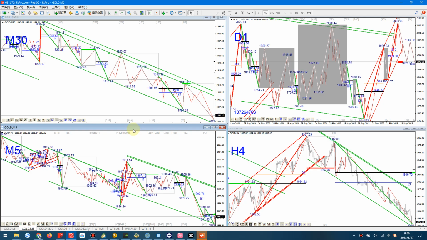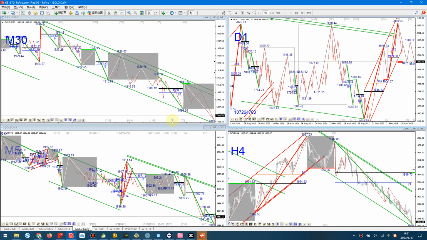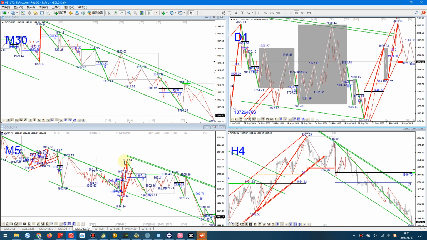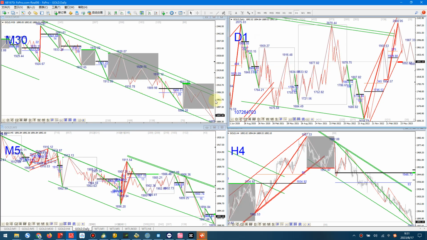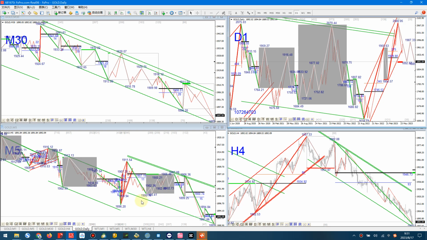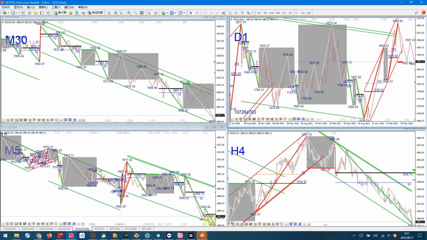Then today's point of view may be more divergent. Today's point of view is also very clear. We will continue to go short along the 30-minute channel. Then the short selling conditions are now 5 minutes. There may be a rebound demand.